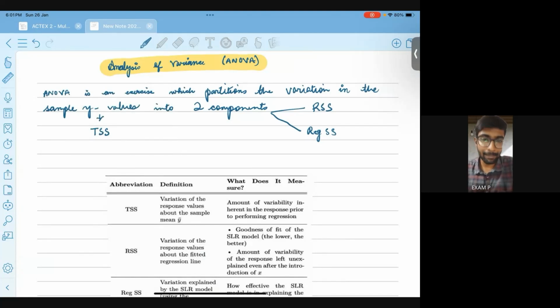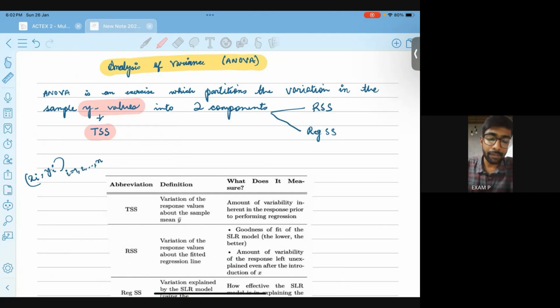So we have a sample in hand and there we have some variation in y, right? Let's say we have a sample (xi, yi) where i goes from 1 till n. Here we'll have some variation in y, which is called the total sum of squares.